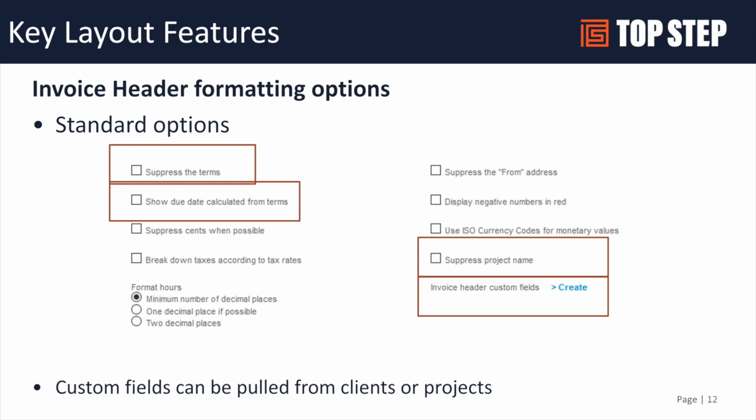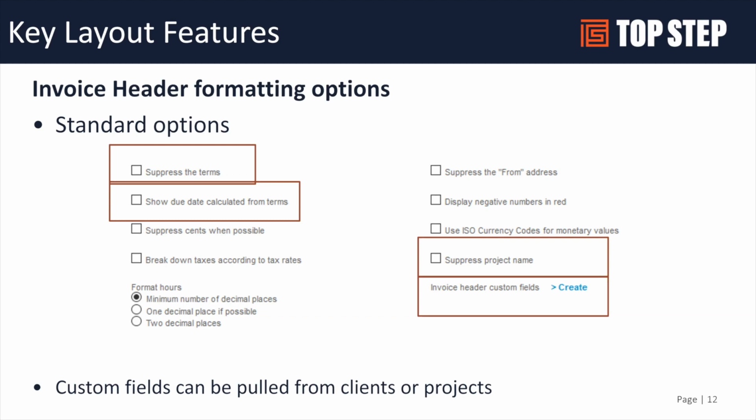Speaking of layouts, a couple of things. There's some options that you can look at to suppress terms if you're storing your net 30, net 60, etc. terms inside of the customer record. You can also say, instead of suppressing the terms, show the due date that's calculated from the terms. So that's another option you can do.